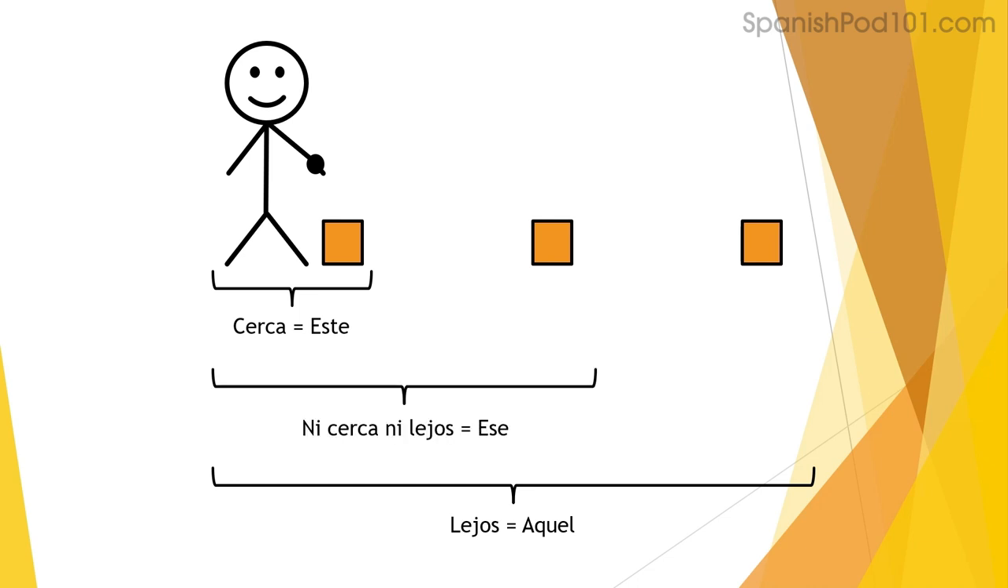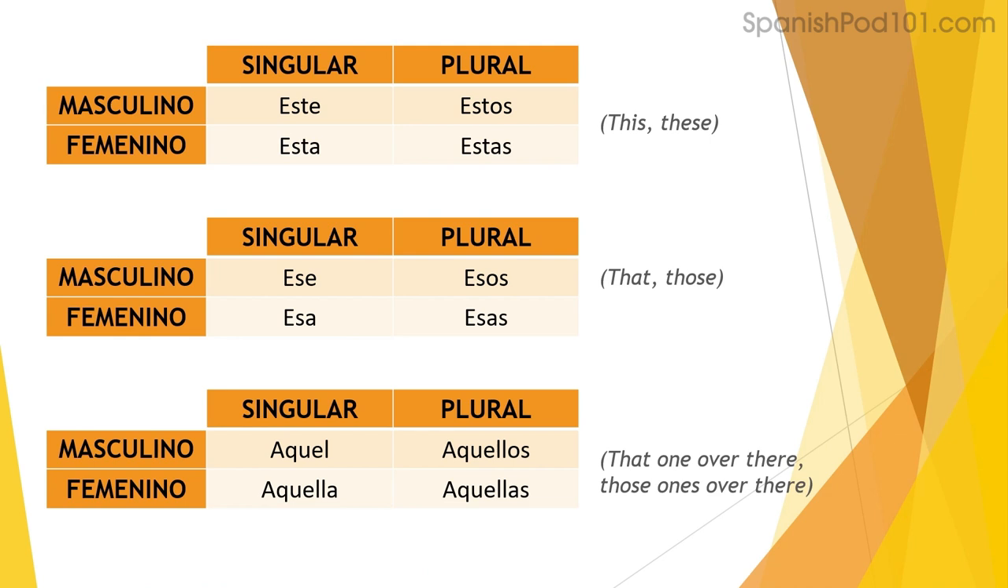If the object is somewhere in between, not too close and not too far away from you, then you're going to use ese. We have three options, while in English, we have only two. I believe the closest translation is that este is translated as this, while ese and aquel are usually translated as that, but aquel is mostly translated as that one over there, so you're saying that it's very far away. The crazy thing is that we have four options for each of these three options, again depending on whether it's feminine or masculine, singular or plural. Don't forget the translations: these, that, those, that one over there, those ones over there.